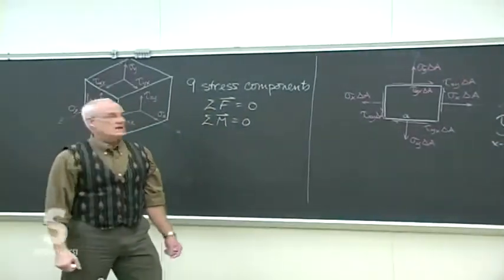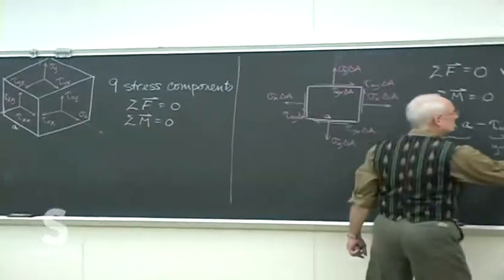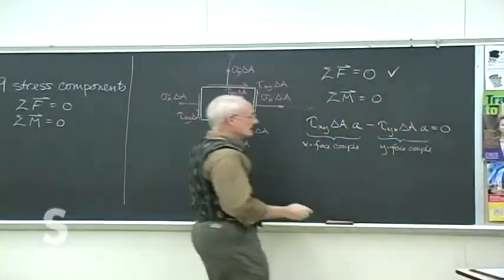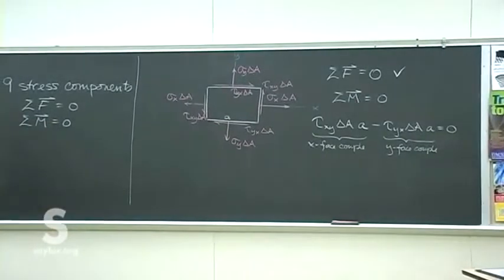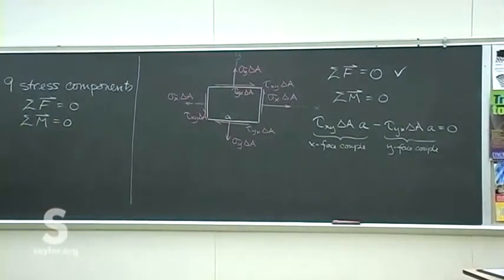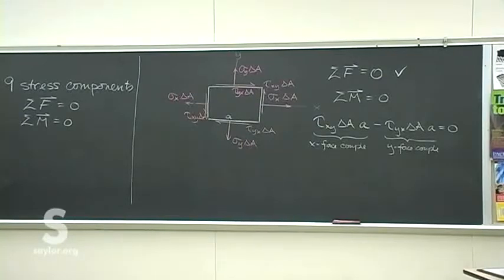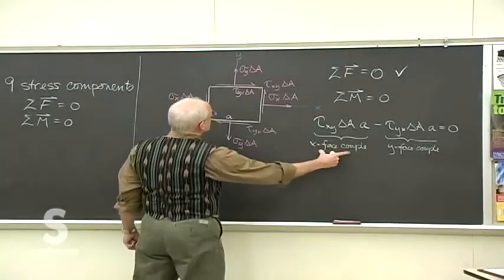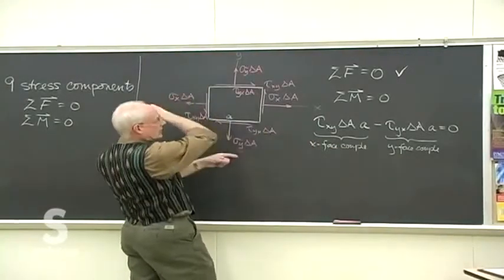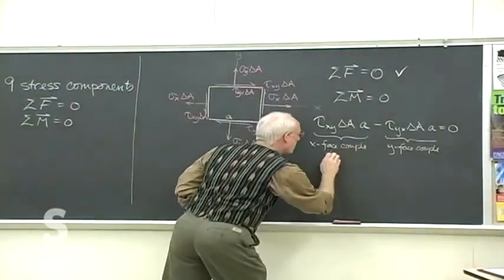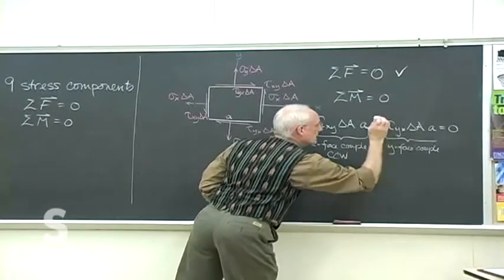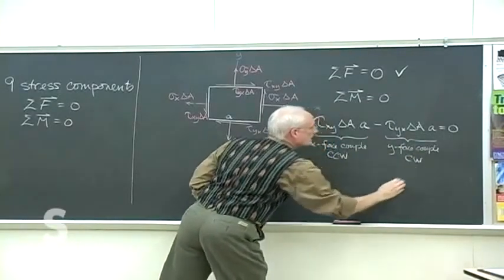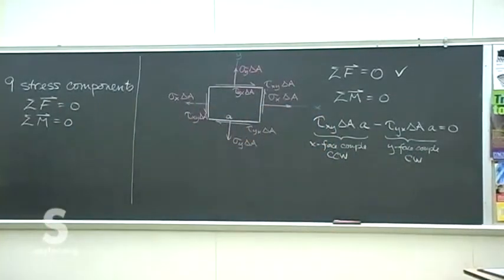And I know they must be equal and opposite, that they sum to 0. And I drew the minus sign because I actually have them drawn in the opposite direction of each other, so just taking that into account. The x-face couple happens to be counterclockwise. The y-face couple happens to be clockwise, so that's the minus sign between the two.